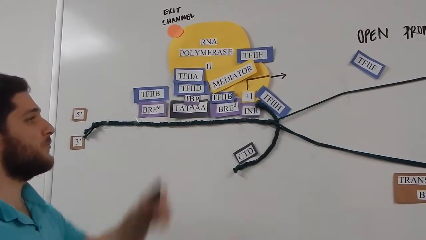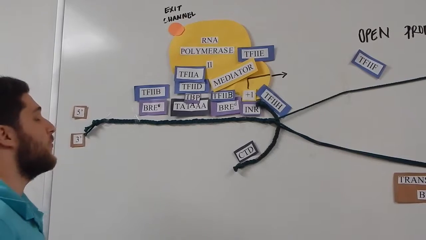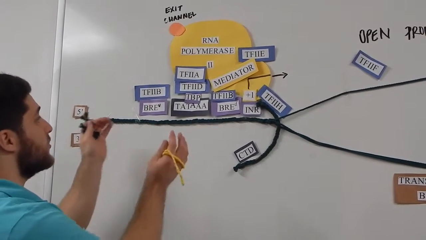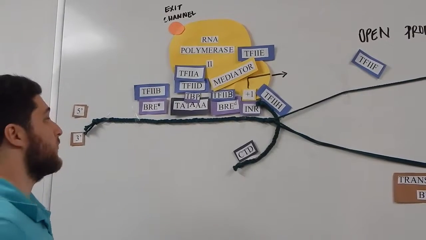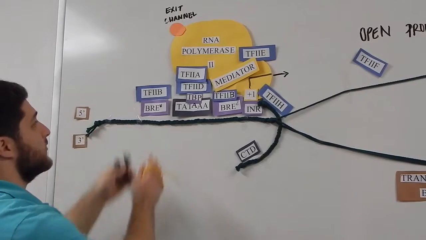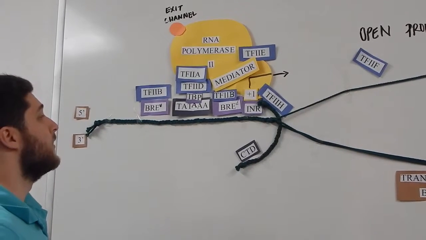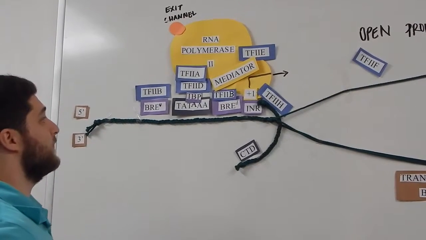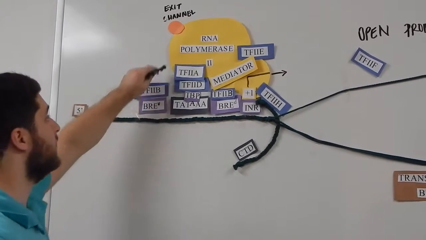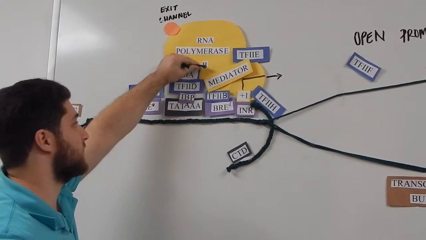So after the open promoter complex is formed, you have the abortive initiation, which is the scrunching of the RNA polymerase in order for the DNA to open and for free nucleotides to join in. A transcript of a few nucleotides, usually less than 5, are made. However, they are unstable and they just leave the active site.